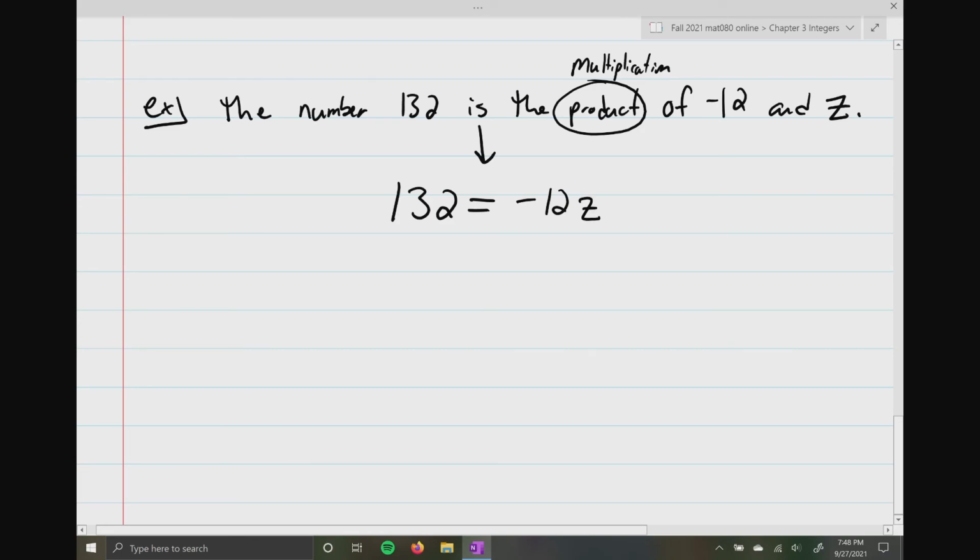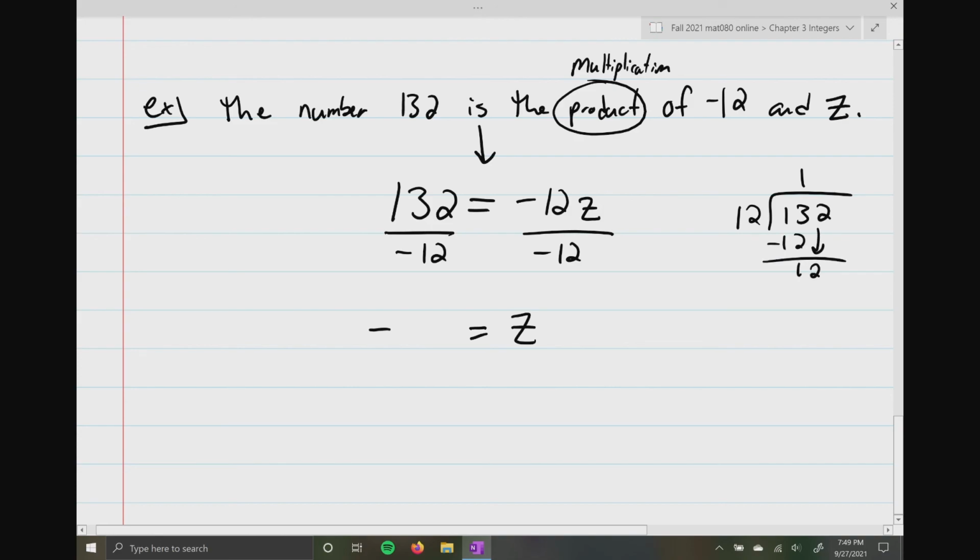Now from here, we need to solve, so we're going to apply our division property of equality. So I'm going to go ahead and divide both sides by negative 12. Now on the right-hand side, that's going to be easy. Right-hand side is going to be z. The left-hand side, a positive divided by a negative is a negative, and 132 divided by 12. Well, I'm going to have to write that one out because I can't do it in my head. So 12 goes into 13 once. Drop down the 2. 12 goes into 12 once with a 0 remainder. So 132 divided by negative 12 is going to be negative 11.